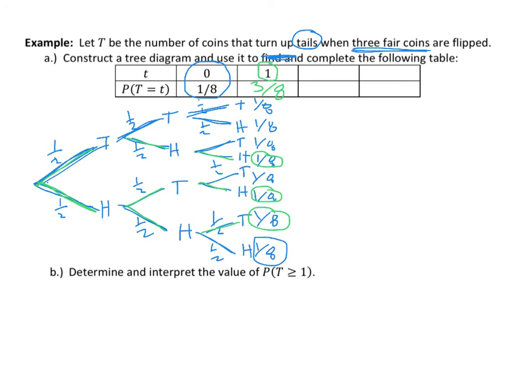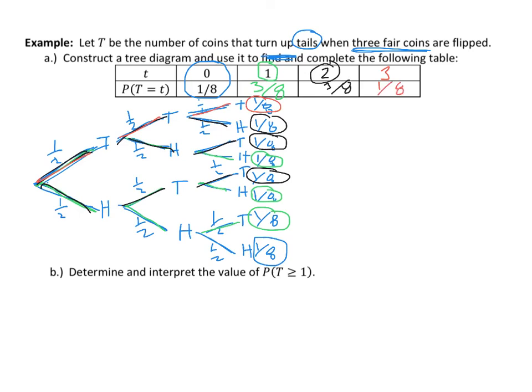This time I'm going to switch over to a black pen. For 2 tails, it could be tails, tails, heads. There's one of them. It could be tails, heads, tails. There's another one. Or it could be heads, tails, tails. Those are the only places that happens. So getting 2 tails, there's a 3 out of 8 chance. And then finally, for the last one, I could possibly get 3 tails. There's only one way that happens: tails, tails, tails, 1 out of 8. So we've completed this table.